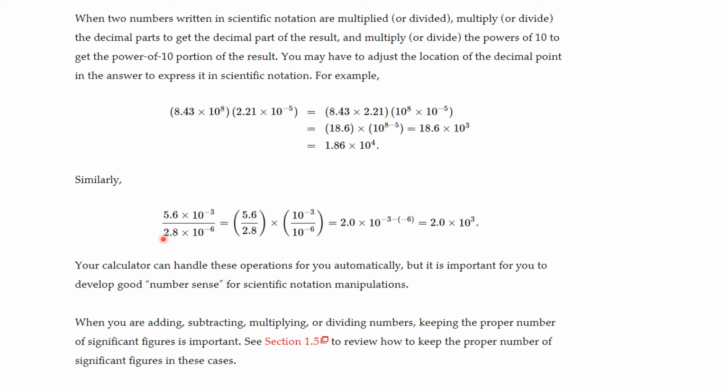Similarly, if I were dividing, I could divide the decimal numbers, getting 2.0, but then I look at the ratio of the exponents. This is 10 to the minus 3 over 10 to the minus 6. I subtract exponents. A minus times a minus is a plus, and I get 10 cubed. Now, your calculator will do this and Excel will do this, but it's good if you understand how it's doing it. And so that's an important consideration in doing these calculations.